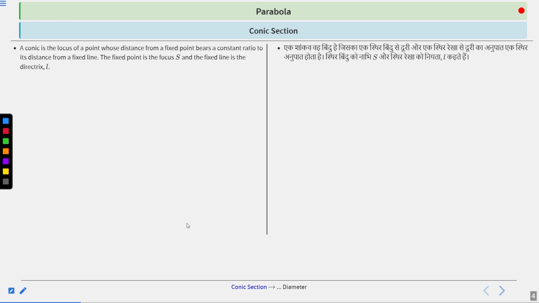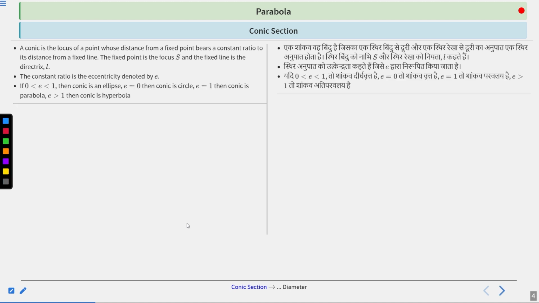So the conic section is basically a point whose distance from a fixed point bears a constant ratio to its distance from a fixed line, right? That is, distance from fixed point divided by distance from a fixed line should always be a constant. Clear? And that fixed point is basically the focus and the fixed line is the directrix, right? The constant ratio is called the eccentricity, which we will denote with E.